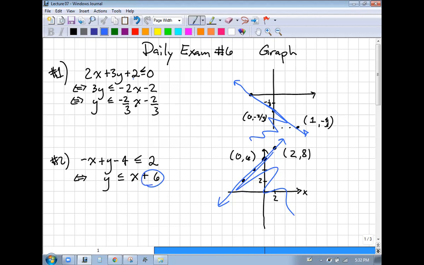Our slope here is a positive 1. The first time I did this, I used the slope of negative 1 by accident. It's going downhill instead of uphill. That would correct my solution. So that's the last exam.